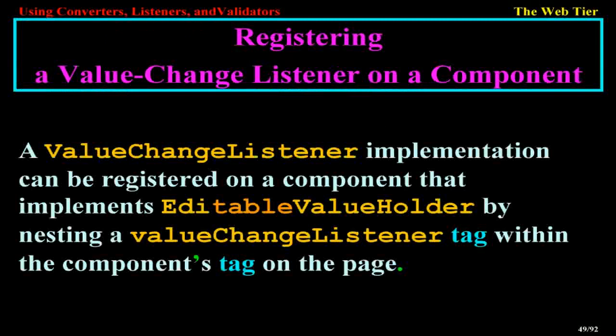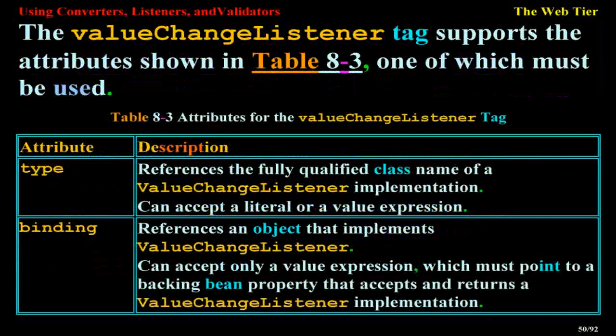A ValueChangeListener implementation can be registered on a component that implements EditableValueHolder by nesting a valueChangeListener tag within the component's tag on a page. The valueChangeListener tag supports the attributes shown in Table 8-3, one of which must be used. Table 8-3, attributes for the valueChangeListener tag. Type references the fully qualified class name of a ValueChangeListener implementation, and can accept a literal or a value expression. Binding references an object that implements ValueChangeListener, and can accept only a value expression, which must point to a backing bean property that accepts and returns a ValueChangeListener implementation.